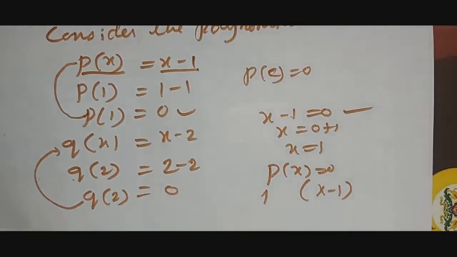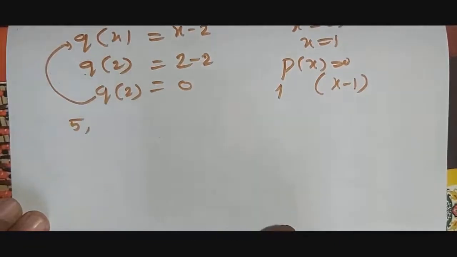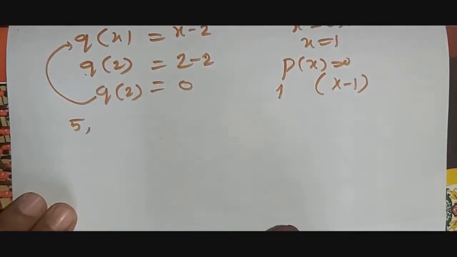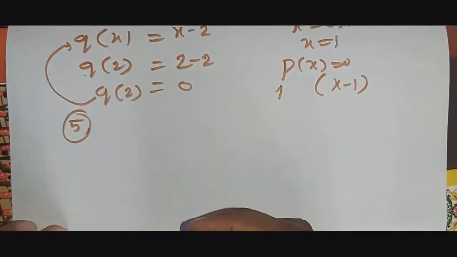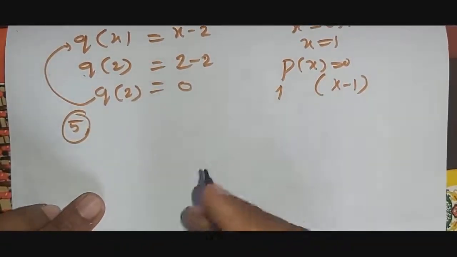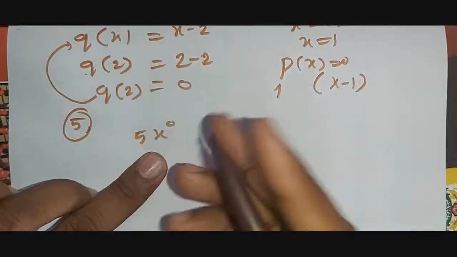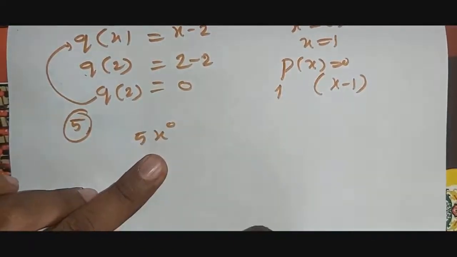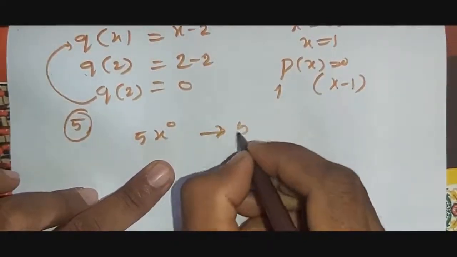Now consider the constant polynomial 5. Can you tell what is 0? It has no 0, right? It has no 0 because replacing x by any number, we can write it as 5x to the power of 0. x to the power of 0 is 1, and 5 into 1 is 5. So it still gives us 5.